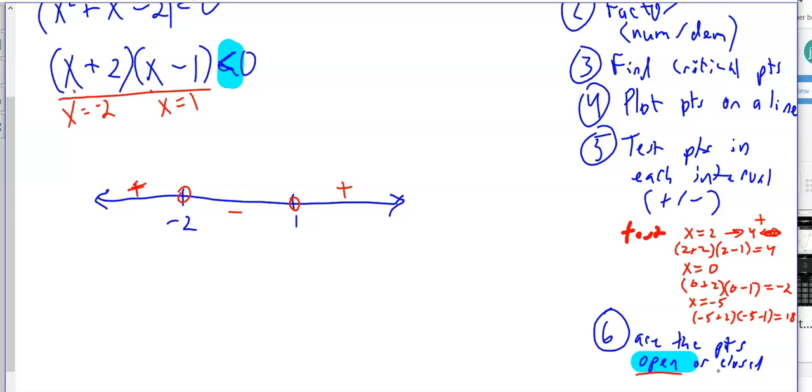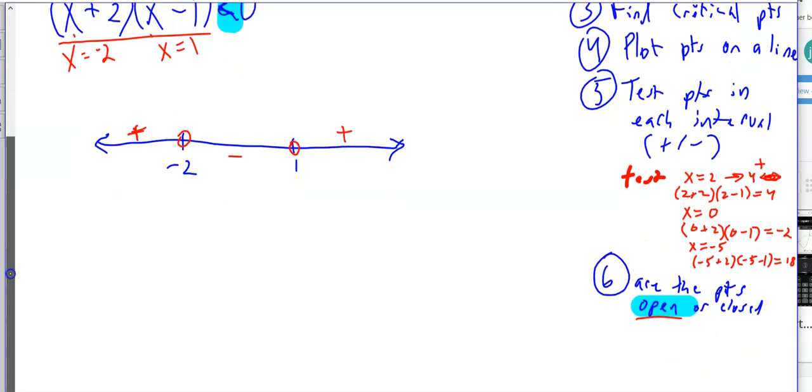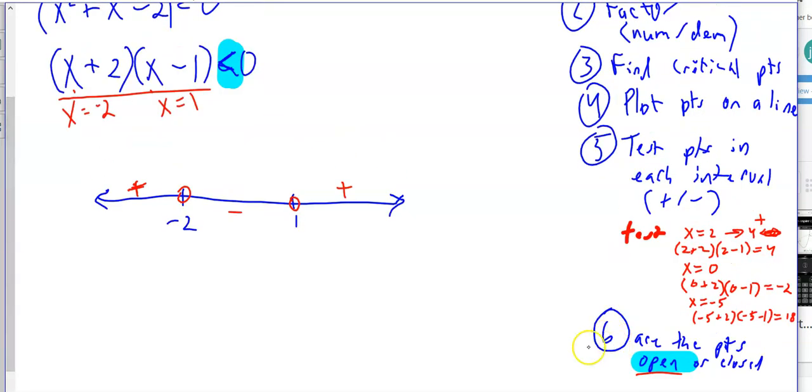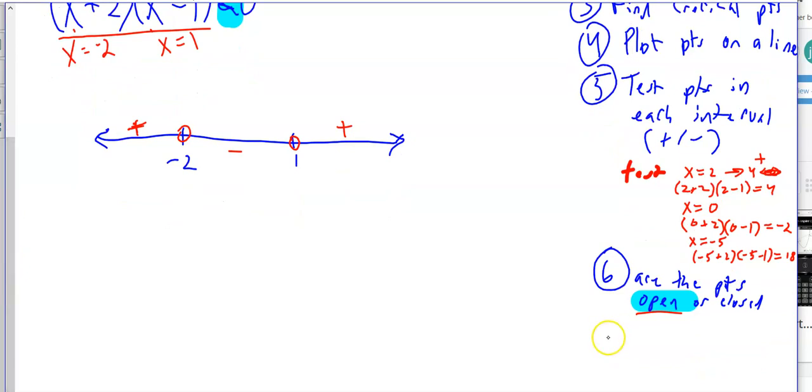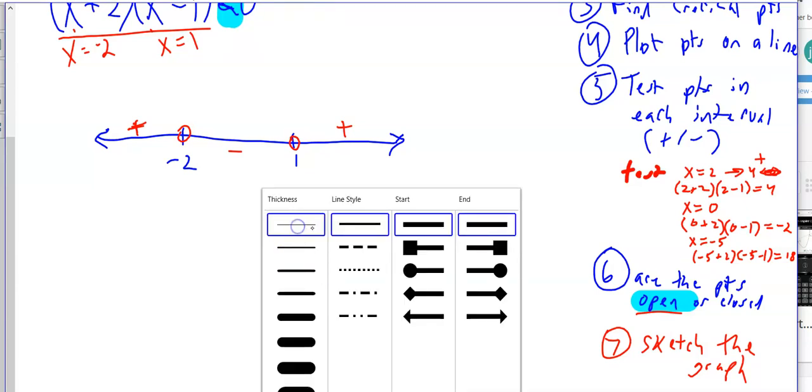So we're about ready to sketch the line. The last step here will be to sketch the graph. It's not a perfect image of the graph, just a really rough approximation. So we use a squiggly line just to say that we don't know what the actual graph looks like, so we're going to squiggle it a little bit.